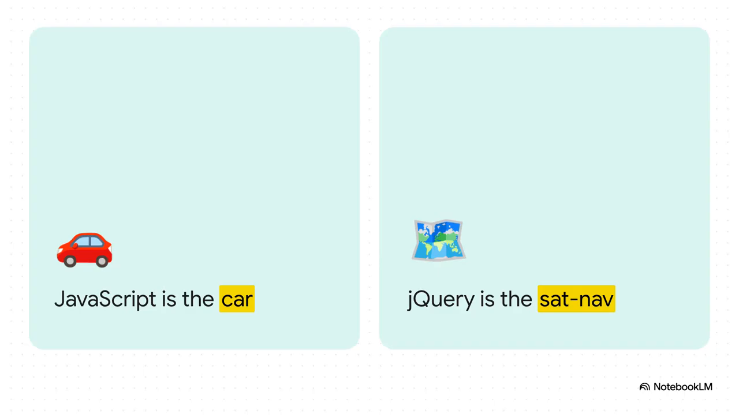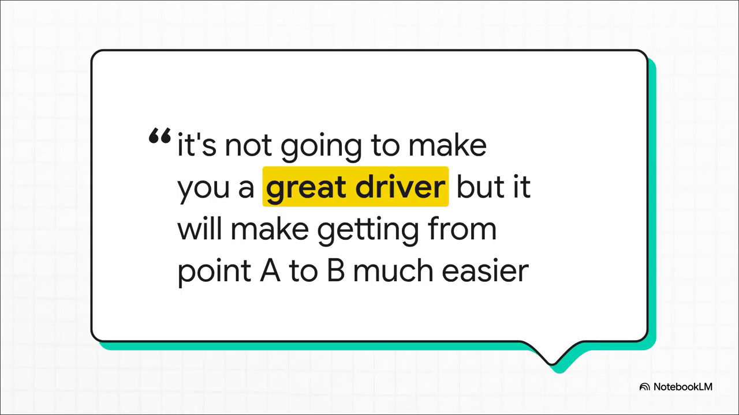All right, let's wrap this up with Section 4, the sat-nav analogy. To really tie all of these efficiencies together, I want you to think of it kind of like this. If JavaScript is the car that actually runs your application and does the heavy lifting, jQuery is simply the satellite navigation system. You know, you absolutely still need the car to get anywhere, but the sat-nav is giving you the absolute best, most direct route possible. To put it another way, ultimately, it's not going to make you a great driver on its own, but it will make getting from point A to point B much easier and a whole lot quicker.